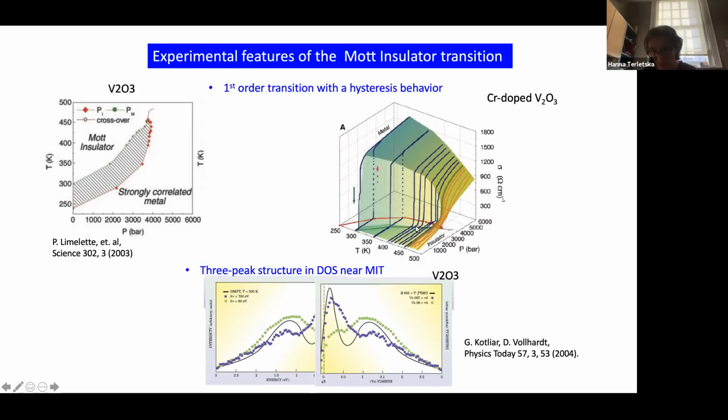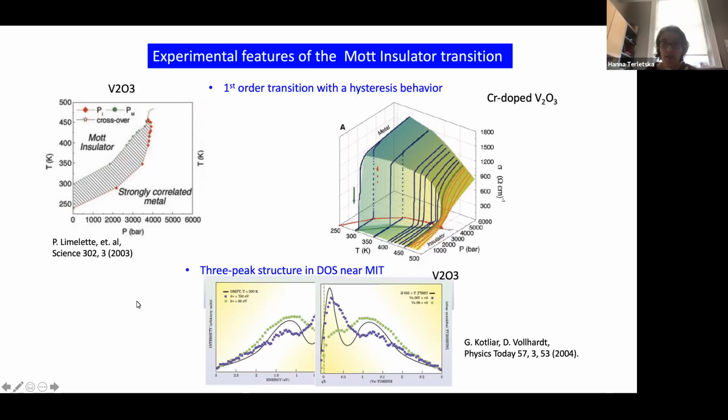So this plane here is just basically this graph here. In this plane, you could find two solutions if you do a DMFT solution. And if you increase temperature, this coexistence region shrinks until you get to the finite critical point, above which the transition becomes second order and continuous. So the first feature is the first order transition.